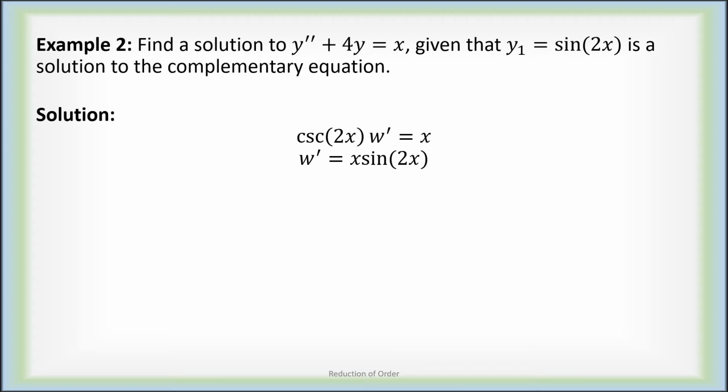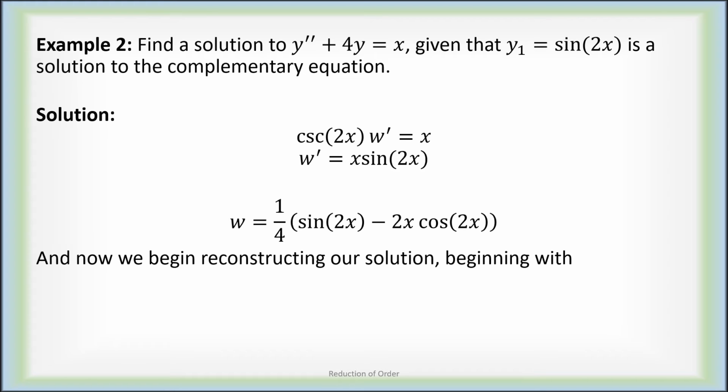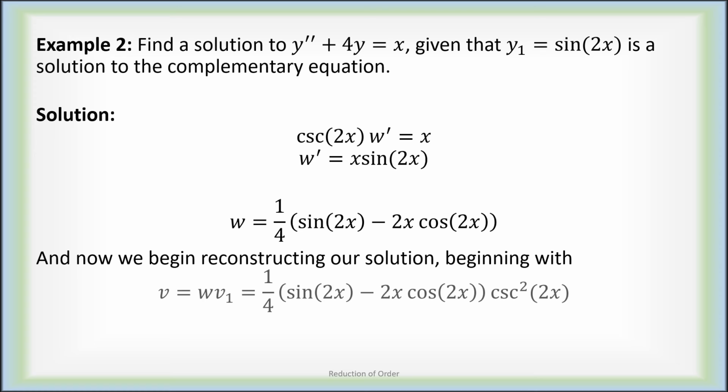We can integrate by parts on the right. If I let u equal x and dv be sin of 2x, this is a fairly straightforward integration by parts problem, where w will be seen to be 1 quarter times the sin of 2x minus 2x cos of 2x. Now that's w, but what were we using w for? We can now begin to reconstruct our original solution.